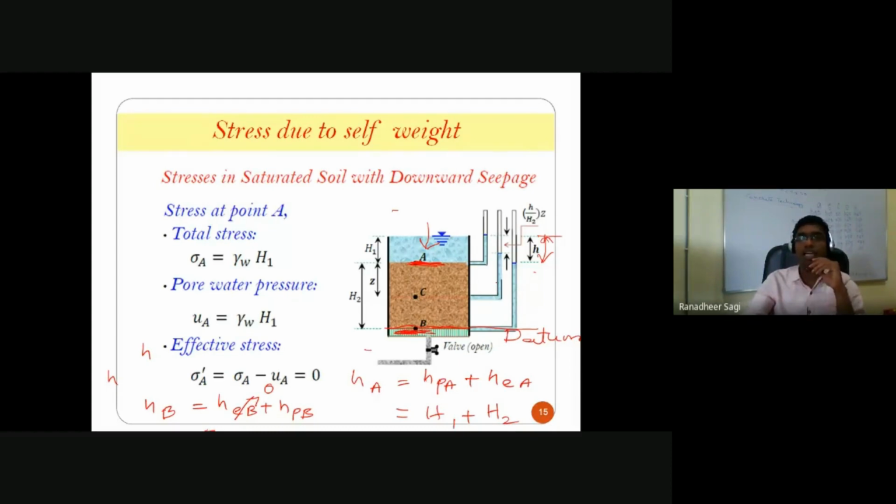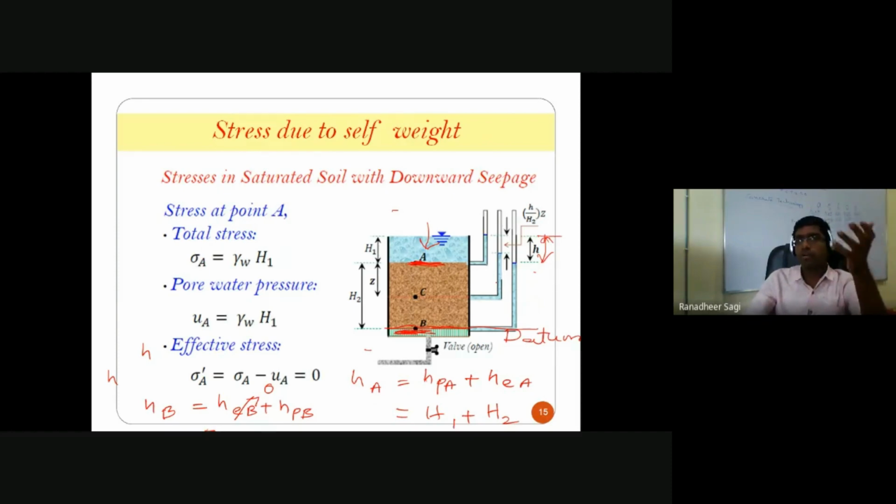So we have to be a little careful in understanding how the flow happens through your soil sample. Depending on the direction of flow, whether the stresses in the soil are increasing, decreasing, or remaining the same, we will be able to understand whether the seepage through the soil is going to cause any issue to the structure existing on that soil. So let us quickly go through how to calculate the stresses at different points, maybe at point A or point B or point C, if you are interested.